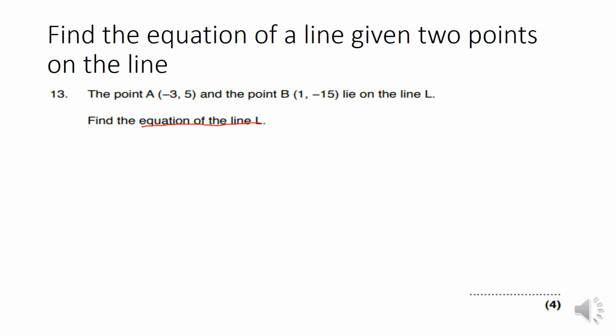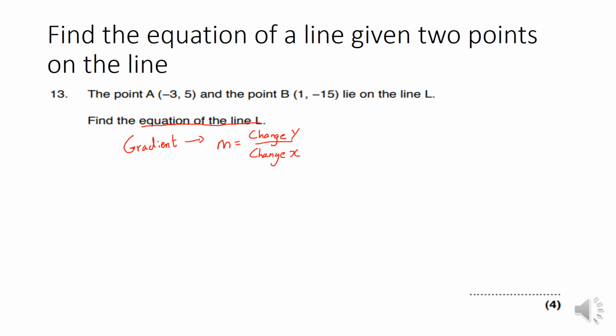So if we work out the gradient, we've then got our gradient, that's all good. We can then just follow on in the way that we did before. When you've got a gradient, you've got a point on the line, we can work out the equation. So the first thing to do is work out the gradient. So we do that using our change in y divided by change in x. So m equals change in y over change in x.